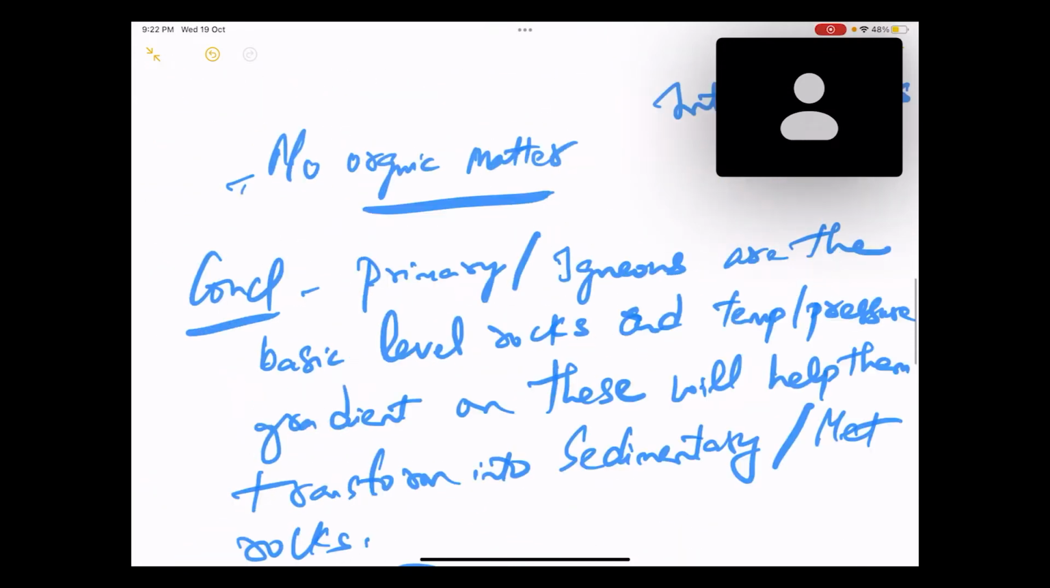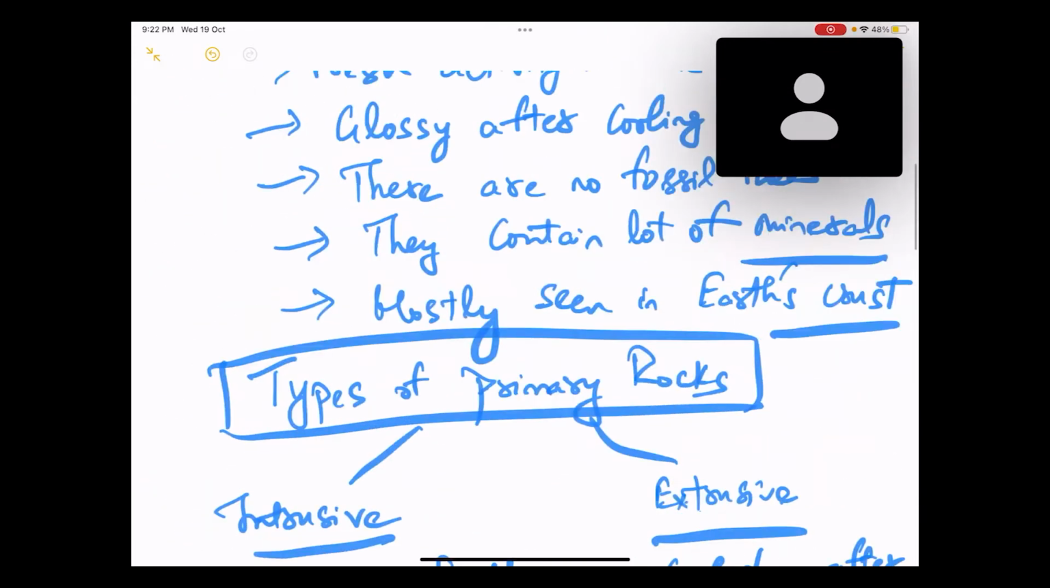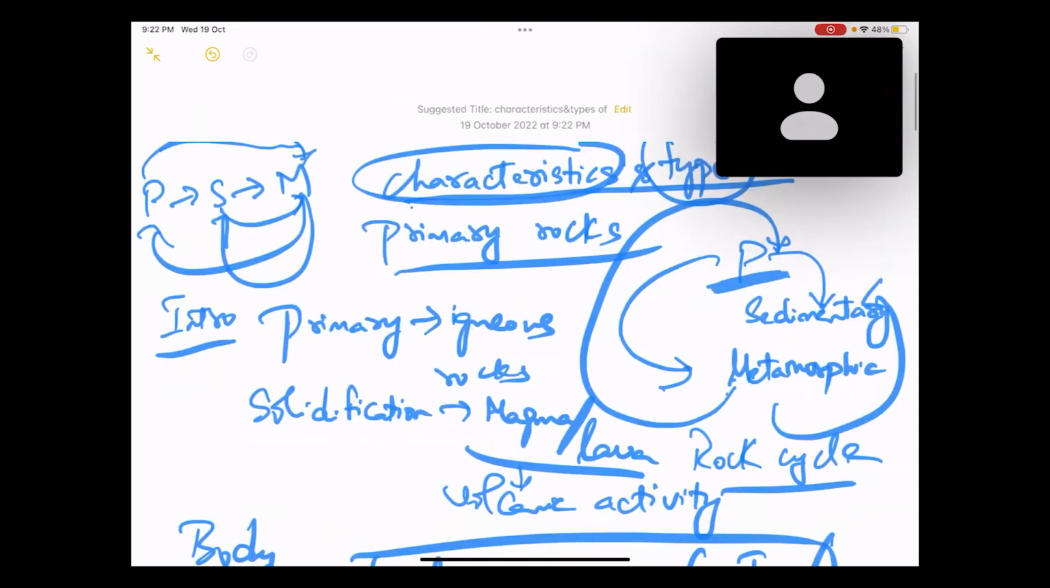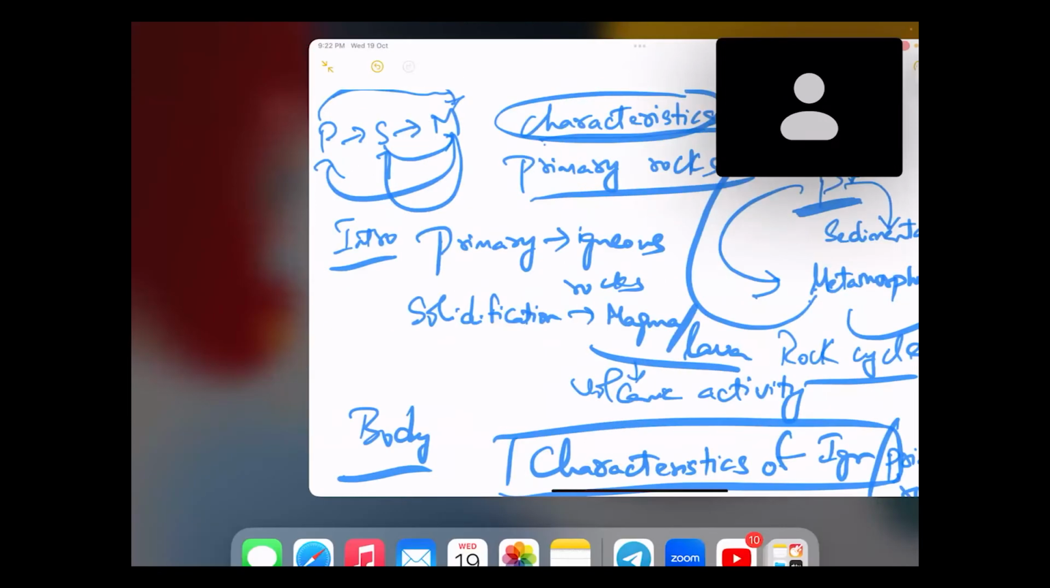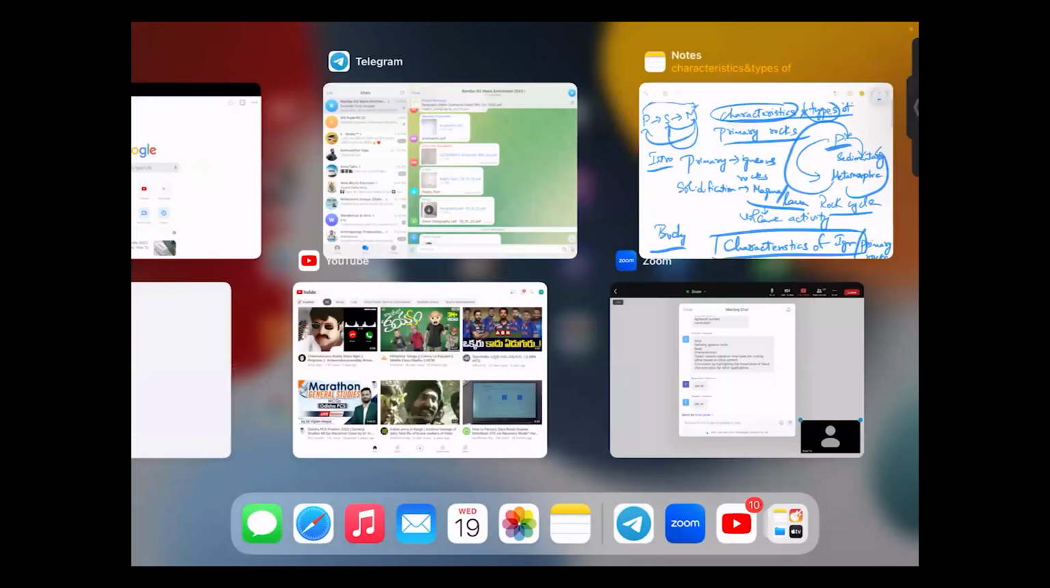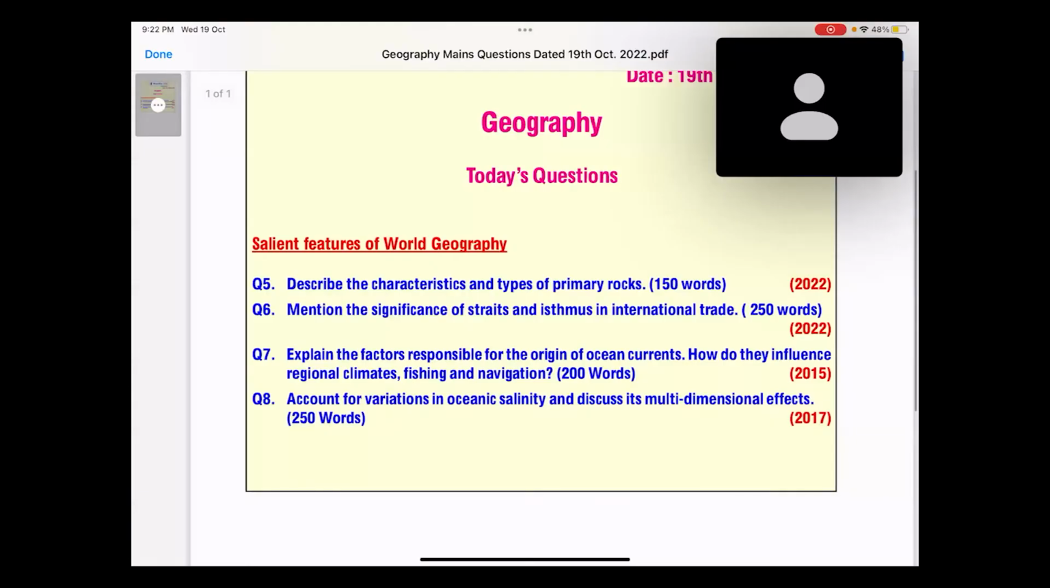So just keep adding the points. The more number of points you add, the more enrichment you do to your answer. See the sixth question: Mention the significance of straits and isthmus in international trade. Okay, take 2 minutes.